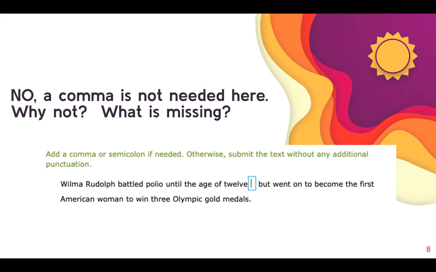Same idea in the second one, where it talks about Wilma Rudolph, who battled polio, but went on to become. So it does not say she went on to become. And so we don't need a comma there. It's really joining two verbs, two predicates in the sentence.